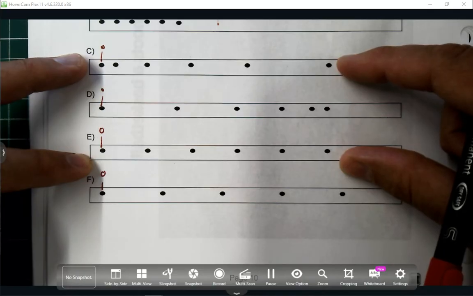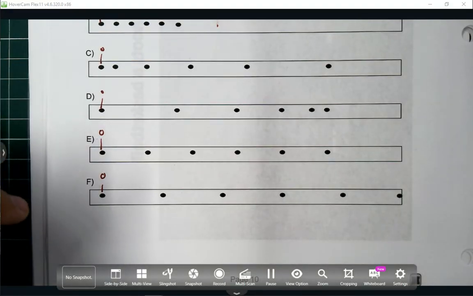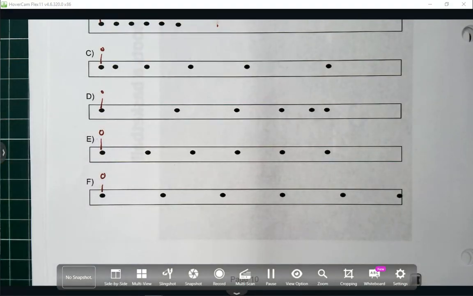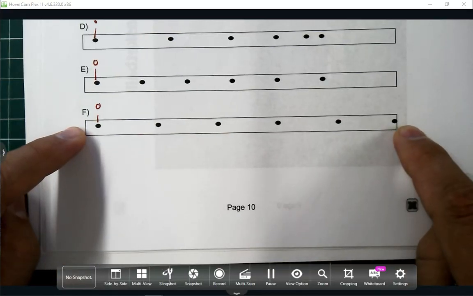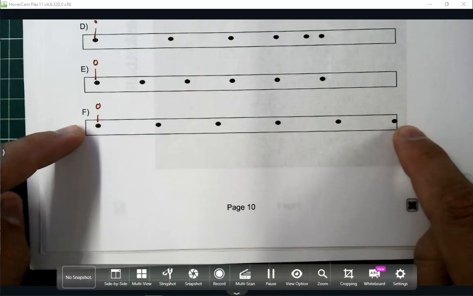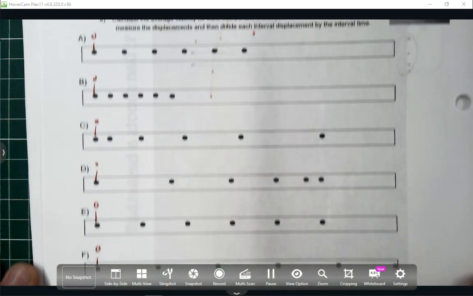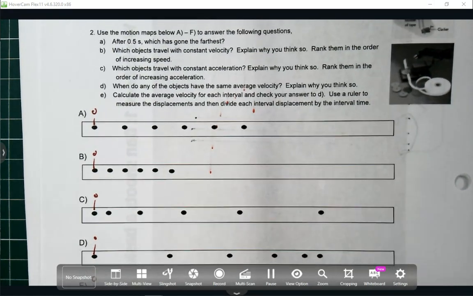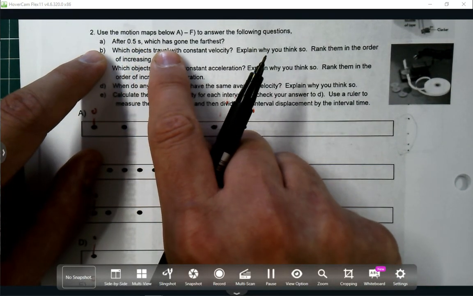Total displacement the same, total time the same. Same average velocity, okay? Remember, we have a strict definition for average velocity. It's total displacement divided by total time. And then when I get down to this one down here, changing velocity or constant velocity? Constant. Now, before I go any further, I think I want to go back to 2A. At 0.5 seconds, which one has gone the farthest?